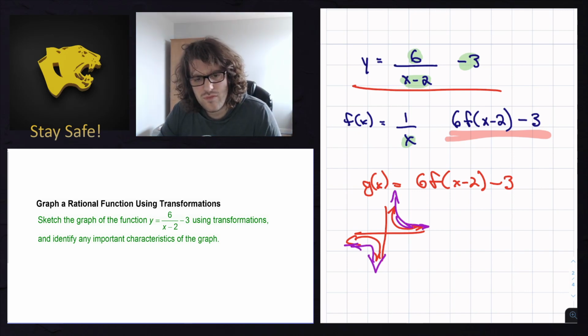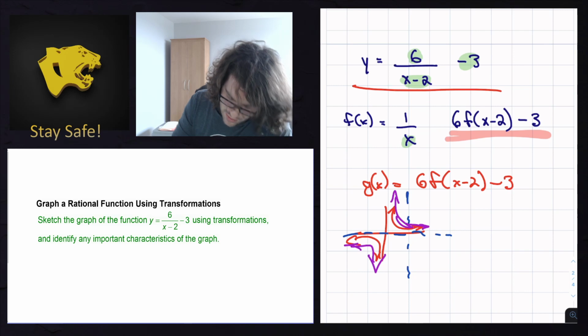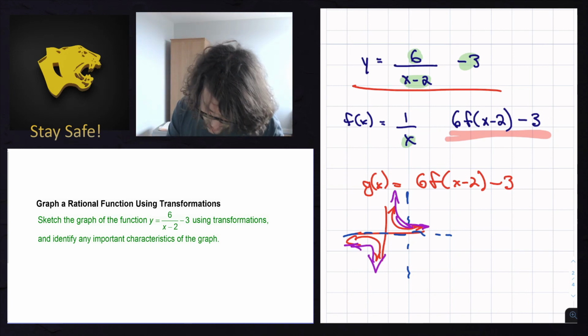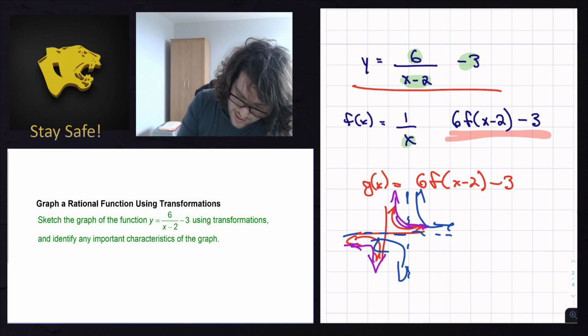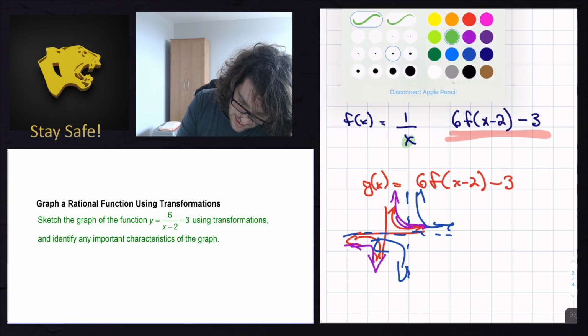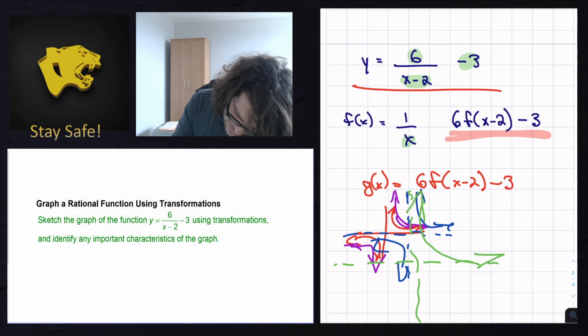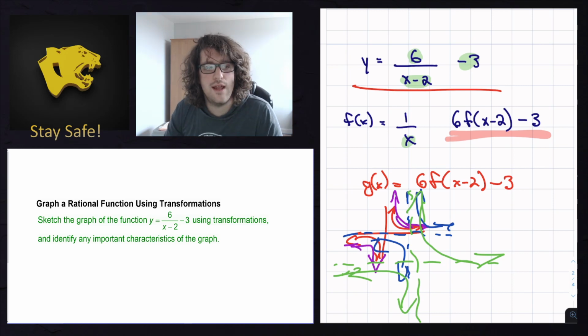And then it's going to be shifted 2 units to the right. This is going to get real messy. So if this was 2 units over, the vertical asymptote would now be moved over 2 units to the right from the 0 position that it used to be at. So it'd be more like this. And then the whole thing is also shifted 3 units down. So it'd be like this. So again, just a really lazy sketch, but it should look something like that.